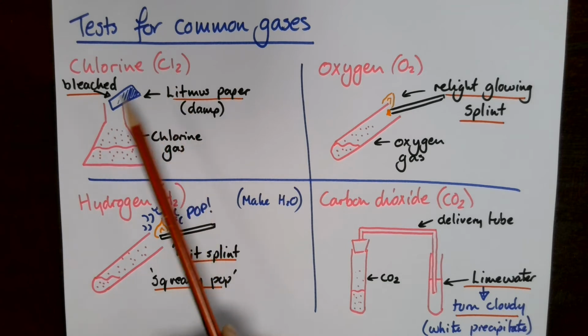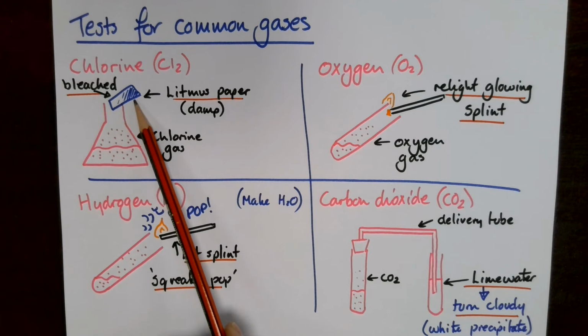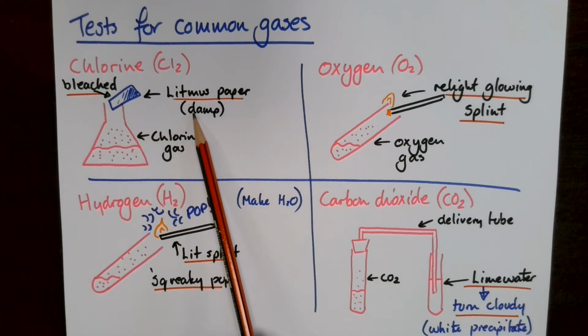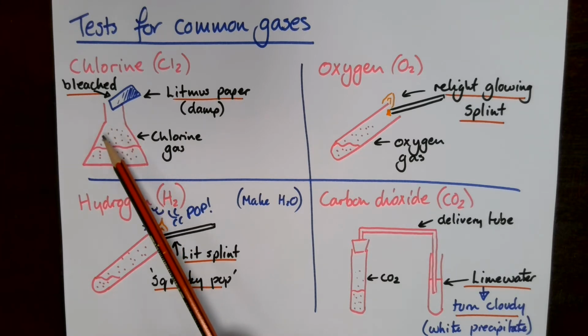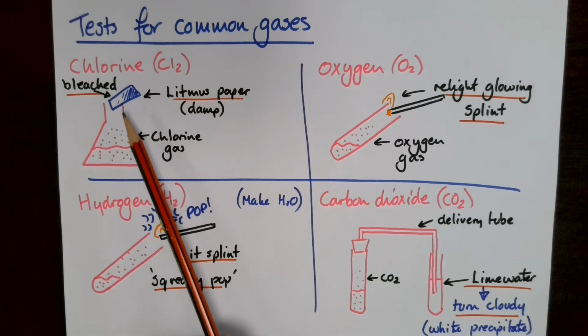The test for chlorine gas: if you've got a reaction that produces a gas and you don't know what it is and you want to test if it's chlorine, then you can take a piece of litmus paper. You need to make sure that it's damp, so you're just going to soak it in some distilled water. And if you place that over the gas that's being produced, either in a conical flask or a beaker, whatever it might be, the blue litmus paper will be bleached white.